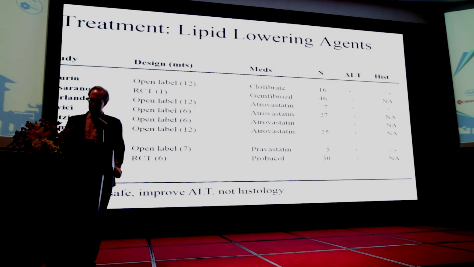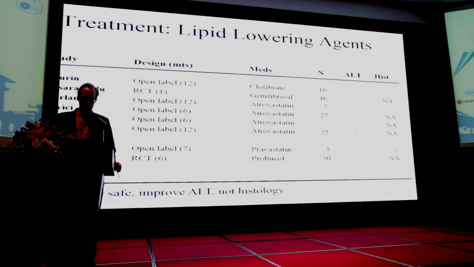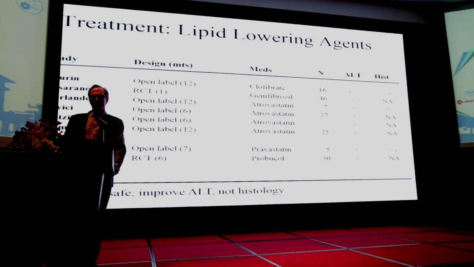Other lipid-lowering agents have been looked at, and I want to emphasize on this slide that my favorite is pravastatin. Of the different statins, pravastatin has the lowest risk of drug-drug interactions. Pravastatin at 20 milligrams per day has the lowest risk of muscle inflammation or myopathy. So if you're going to use a statin, which I recommend in your NASH patients with lipid abnormalities or NASH patients with cirrhosis, you should choose pravastatin, and the dose would be 20 milligrams per day.